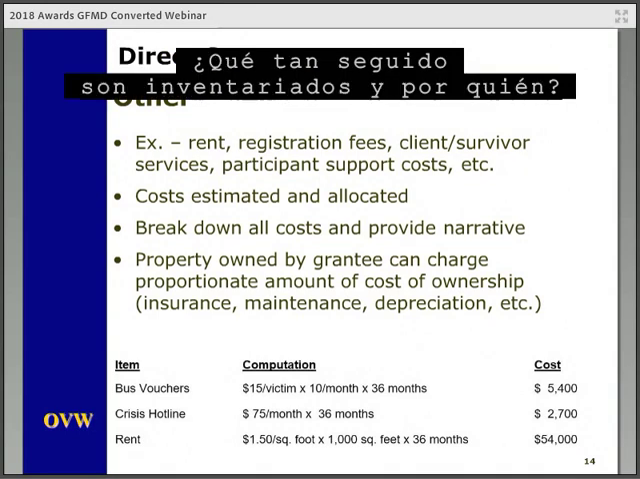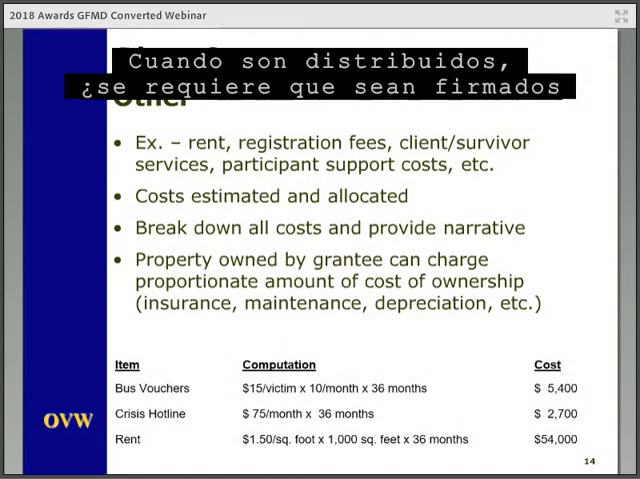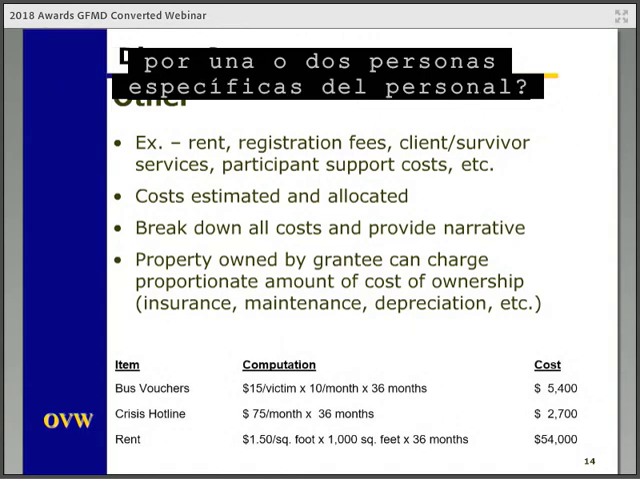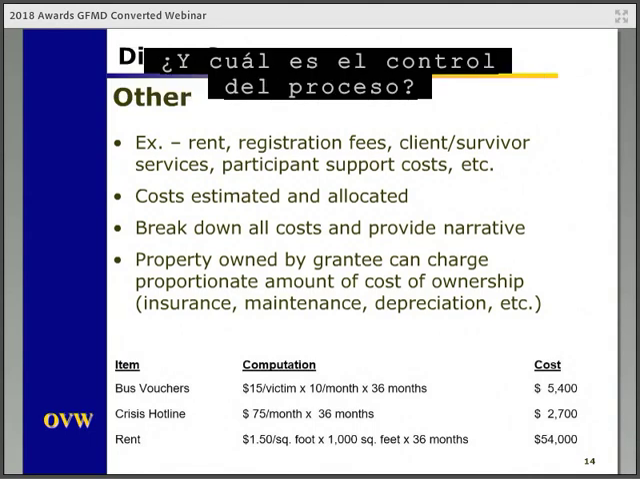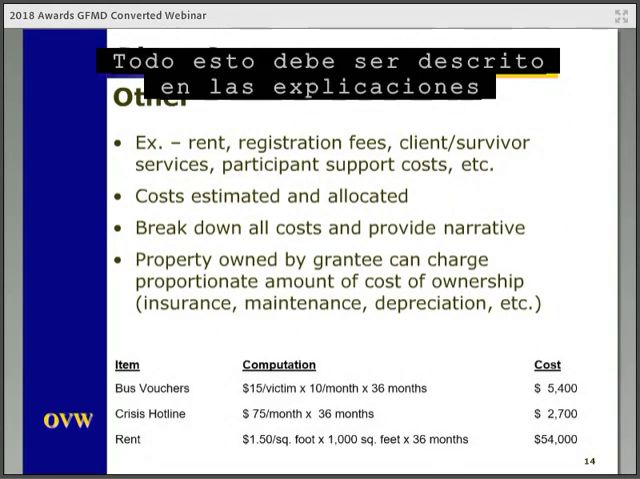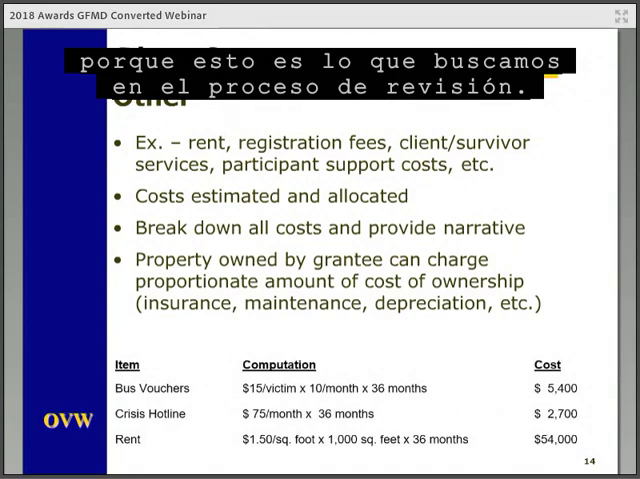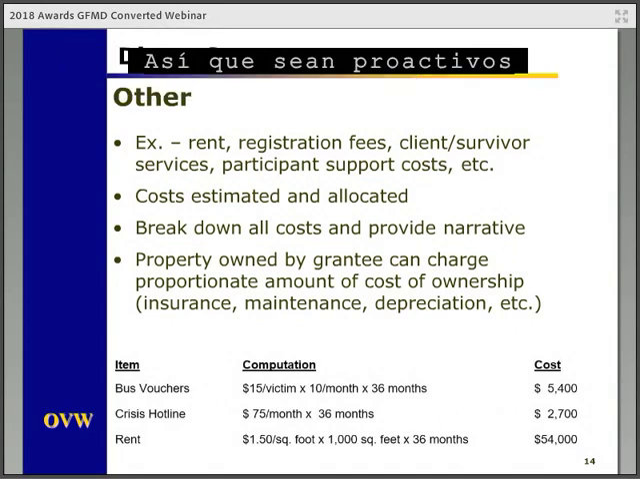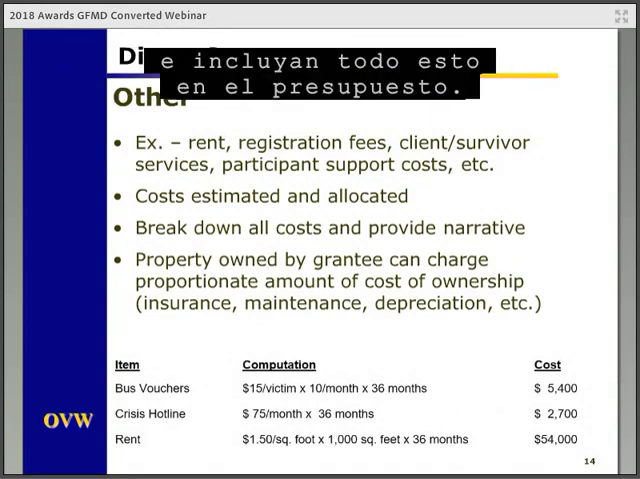How often are they inventoried and by whom? When they're distributed, are they required to be signed out by a specific staff person or two? And what is the oversight of the process? Are these processes all documented in your internal policies and procedures? All of this should be described in the narrative because that's what we look for in the review process. So be proactive and include it in the budget.